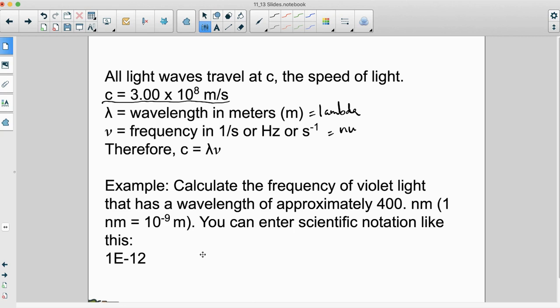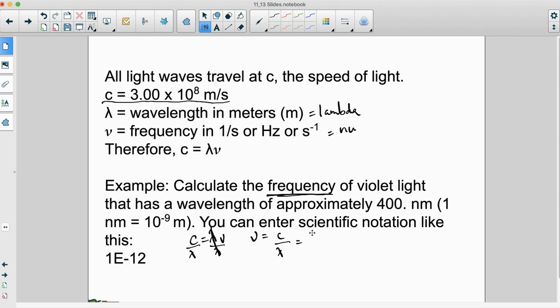So here's an example. We want to calculate the frequency of violet light that has a wavelength of approximately 400 nanometers. And 1 nanometer is 10 to the minus 9 of a meter. So we use the equation c equals lambda nu. The question asks us to calculate the frequency, so let me solve for the frequency by getting it by itself. Divide by lambda on both sides. So nu equals c over lambda.